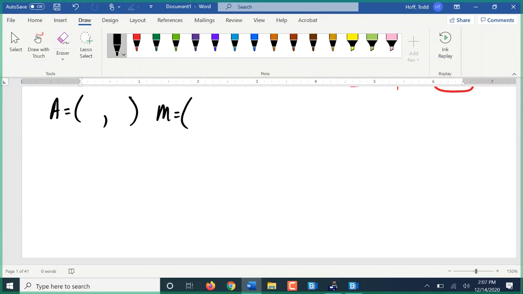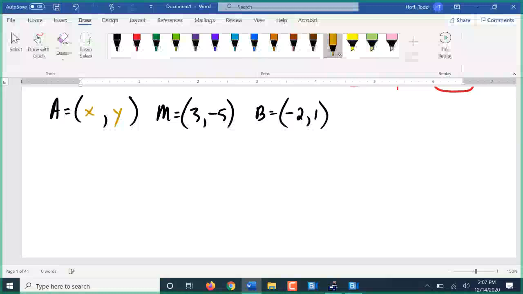So I'm going to ask you to find point A when I know the midpoint is (3, -5) and B is (-2, 1). So, again, I'm going to put in a temporary point, x and y, for A, temporary coordinates.